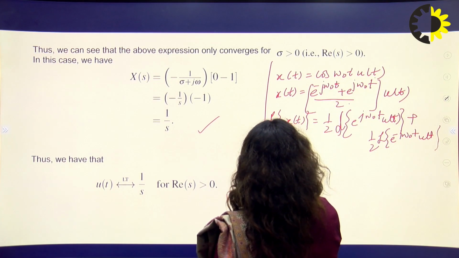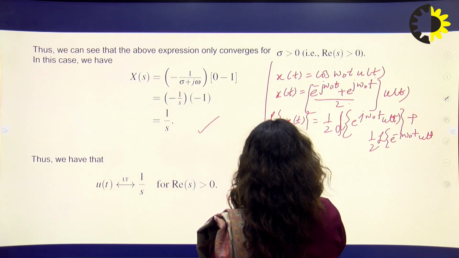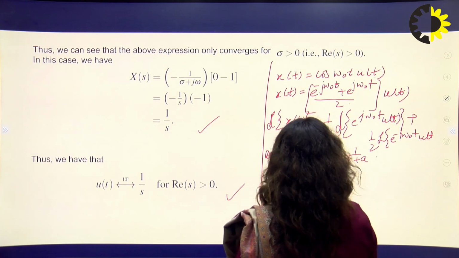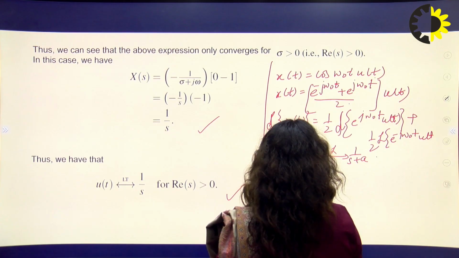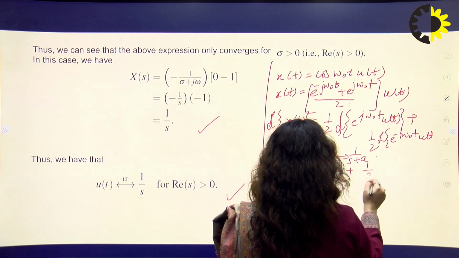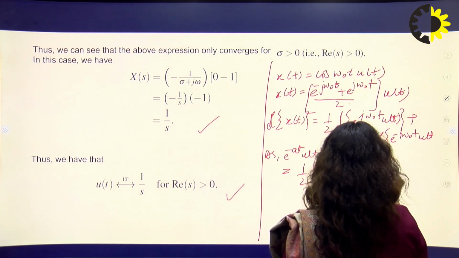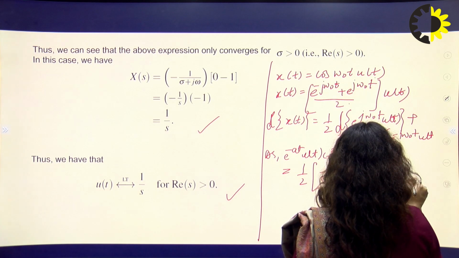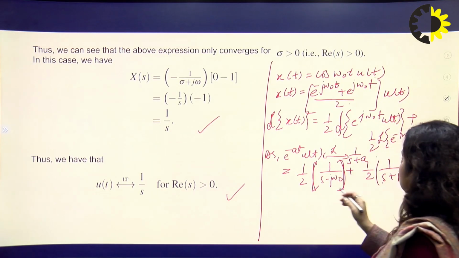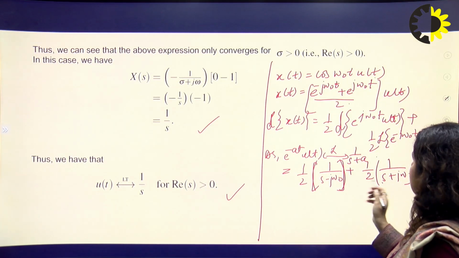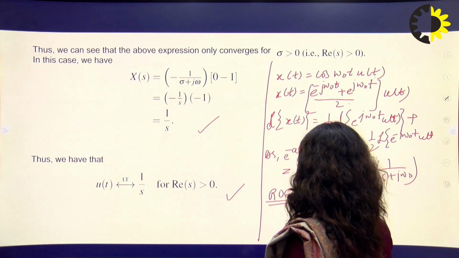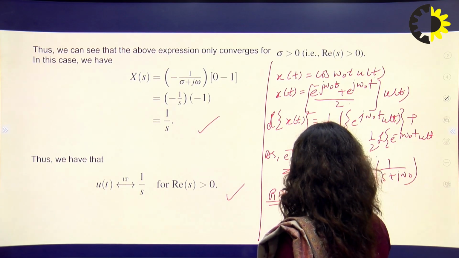As we know, the Laplace transform of e to the power minus at u(t) is 1 upon s plus a. Similarly, we can put 1 upon 2 times 1 upon s minus j omega naught, plus 1 upon 2 times 1 upon s plus j omega naught. As we see, there are no real terms in the denominator in comparison with s. So we have the ROC. If you see the ROC from this expression only, that is real of s greater than 0.